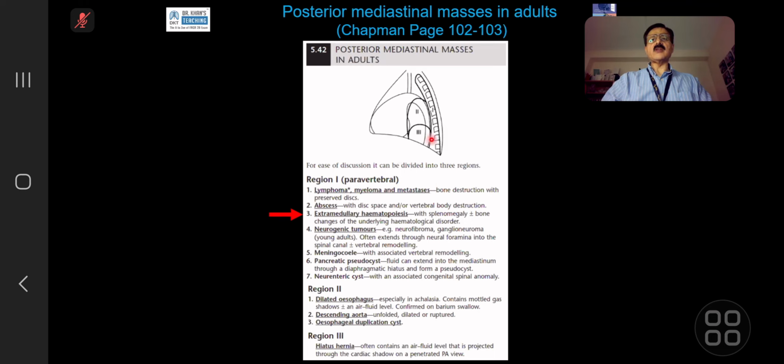If you see on a lateral film in the posterior mediastinum, there is area 1, there is 2, and there is 3, region 1, region 2 and region 3. And there are specific things which can be considered. This is a posterior mediastinal mass in an adult. Extramedullary hematopoiesis is one of them, and neurogenic tumor is another one, and there are some others.